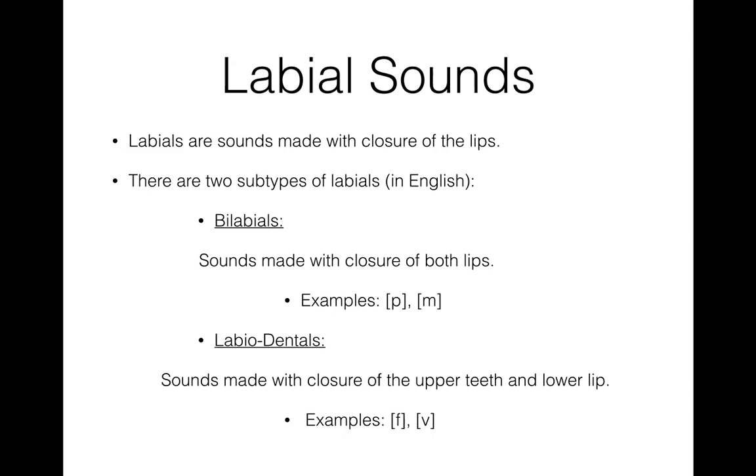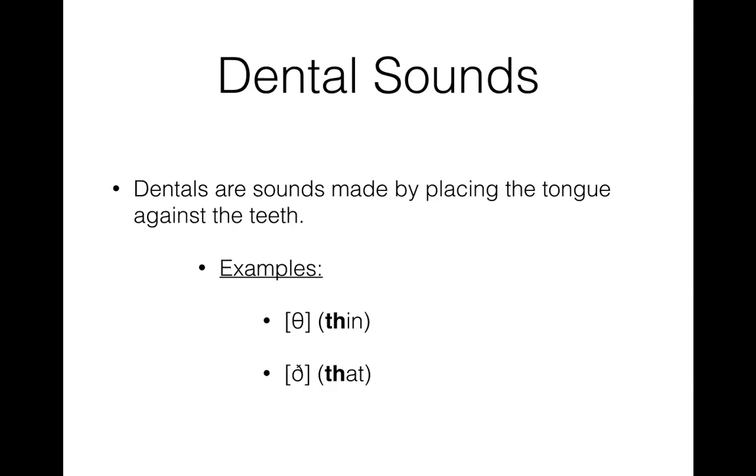The next place of articulation is your teeth. When your tongue is against your teeth, you can produce a dental sound. There are two examples of dental sounds, and in English spelling they look exactly the same. There's absolutely no distinction in English spelling. But the example is thin versus that. As you can hear, there is a difference between the th in thin and the th in that. The first one is a voiceless sound, th, and the second one is a voiced sound, th. So thin and that, dental sounds.